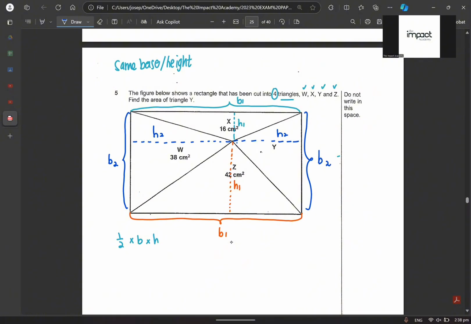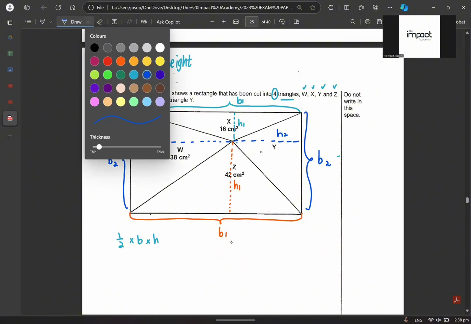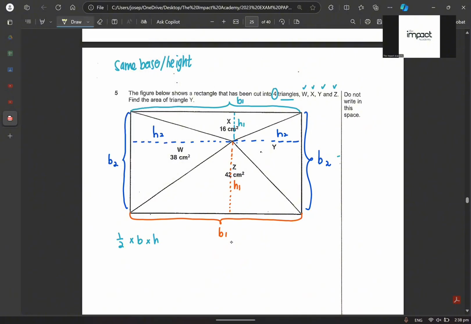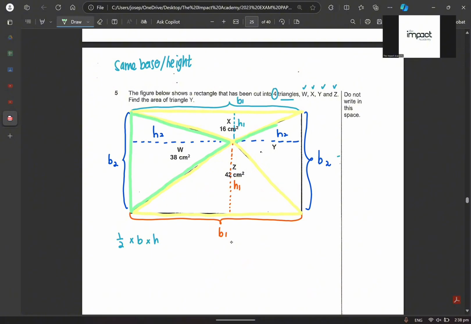Now, from here, what we can really see is that when I add these two triangles together, maybe I'll highlight this first triangle. Can you see that this triangle here, noted as triangle X, plus this triangle over here, noted as triangle Z, the area of these two yellow triangles is actually the same as the area of this green triangle? So they have the same area.